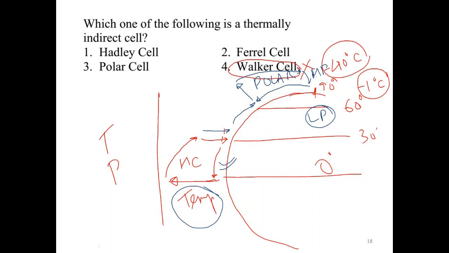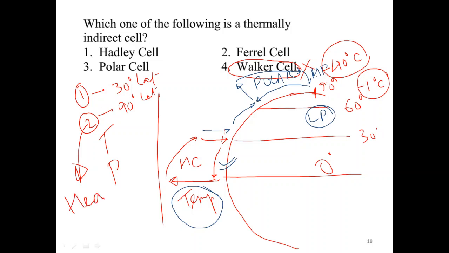At 60° latitude, we have two air masses colliding. The first one comes from 30° latitude, and the second one comes from 90° latitude. The air coming from 90° latitude will be cold, and therefore this air will be heavier. It will be heavier. फिर क्या होगा?